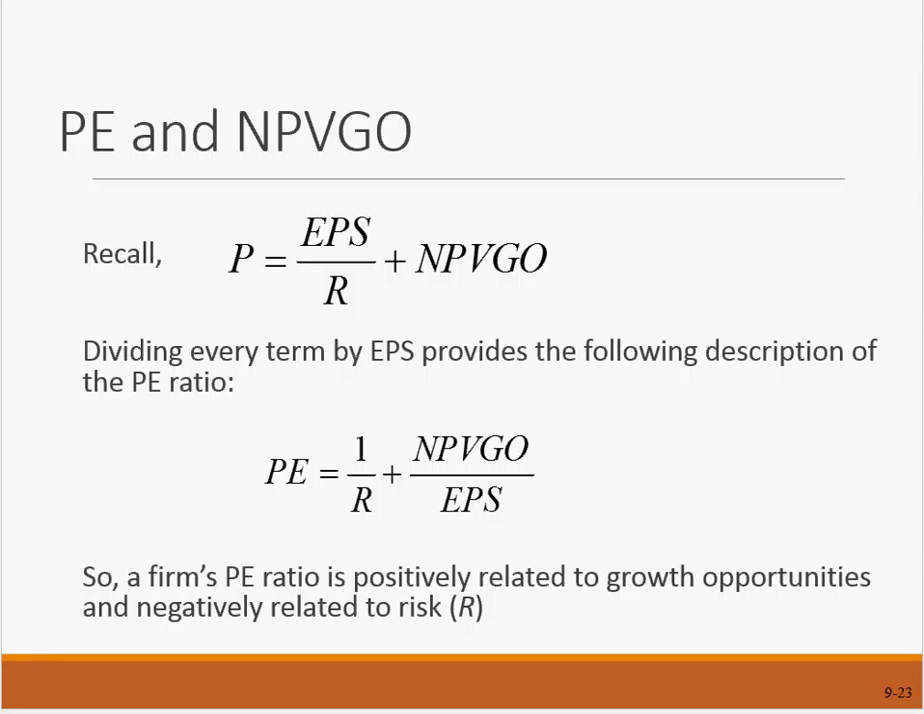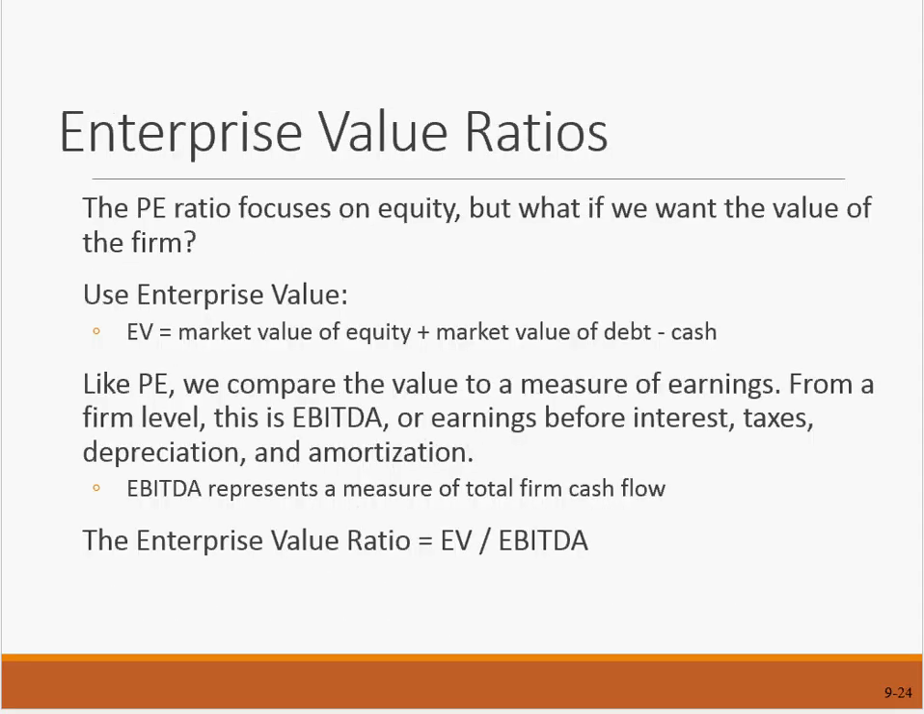So the PE ratio focuses on equity, but what if we want to value the whole firm? In particular, we can think about many financial claims. We get the equity claims, the debt claims, and other things. And so an enterprise value is a quantity that's used. Enterprise value is the market value of the equity plus the market value of the debt minus the cash on hand.